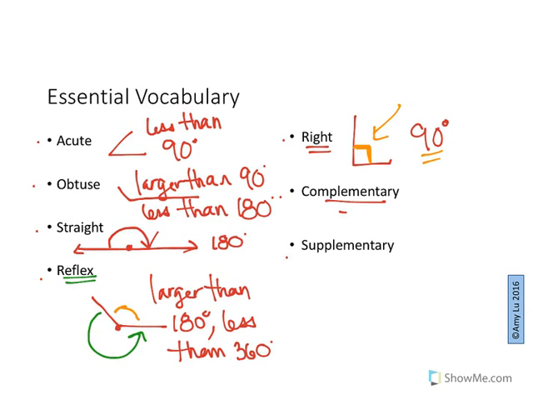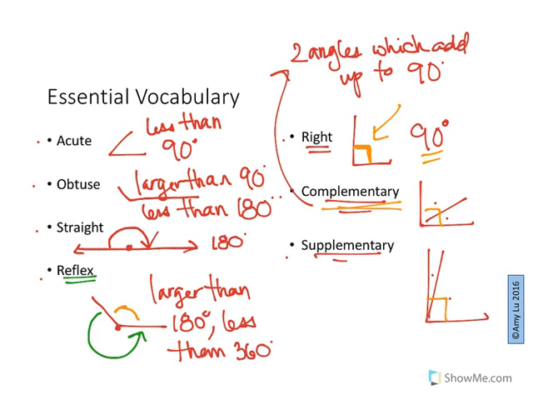Now finally, complementary angles are two angles or multiple angles. Complementary angles are two angles of any form. It could be these two, it could be these two. No matter what, complementary angles add up to 90 degrees. And then finally, supplementary angles. They're similar to complementary, but instead they are simply two angles that add up to 180 degrees.